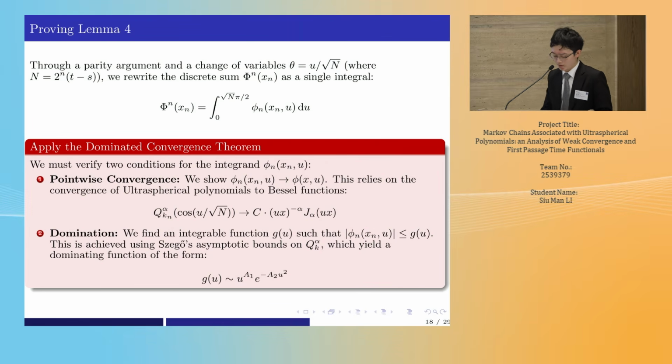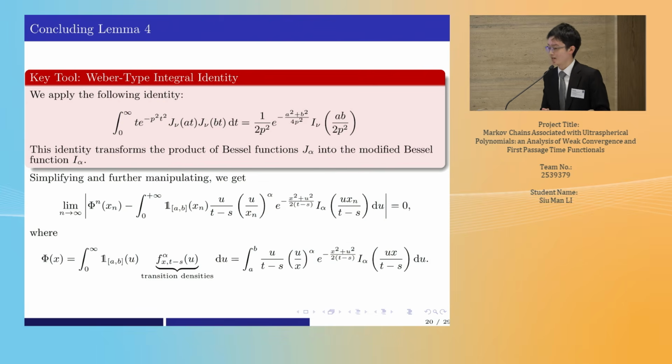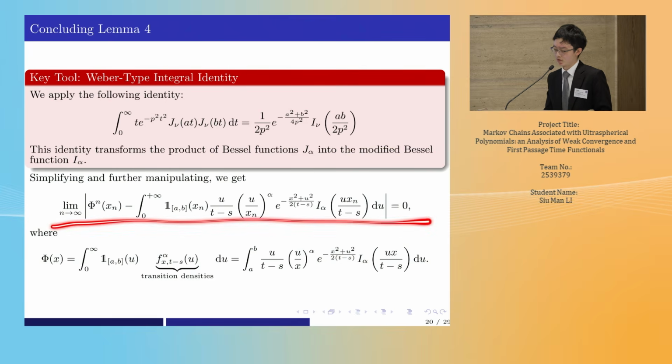To prove this lemma, the main tool we're going to use is the dominated convergence theorem. We rewrite the sum as a single integral, and we find an integrable function which serves as a dominating function, which allows us to apply the theorem and write this limit as a single integral. After evaluating the integral, we find that it can be written in this form, which is actually a known form, because we can apply this identity, which is a known result. After simplifying and manipulating the expression, we get the convergence that we wanted.